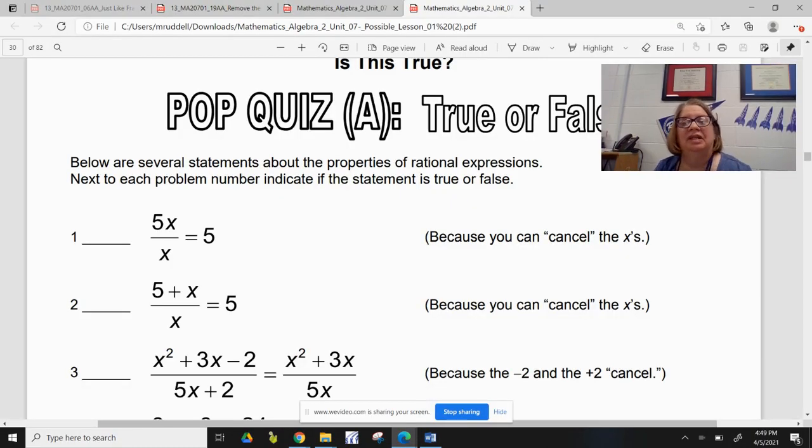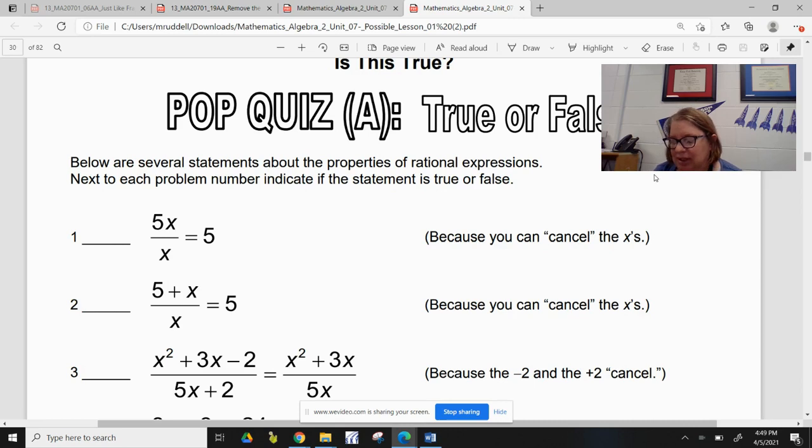Hello, Algebra 2 students. Today we're continuing with the rational expressions, but you'll be happy to know that what we're doing today is quite a bit easier and less complicated than the adding and subtracting. So we're going to start by looking at this. It says pop quiz. We're not really doing it like a pop quiz, but they say below are several statements about the properties of rational expressions.